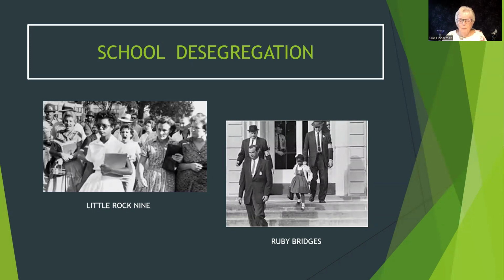But the night before the first day of class, Ruby's parents got a call that the other five parents had decided that they did not want to subject their children to this, and they were withdrawing from the program. But Ruby's parents went ahead, and she enrolled in William Frantz Elementary School. Every white parent in the school refused to have their children in a classroom with Ruby. Every white teacher in the school, save one, refused to have Ruby as a student.